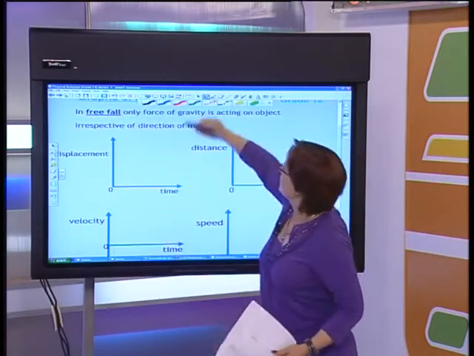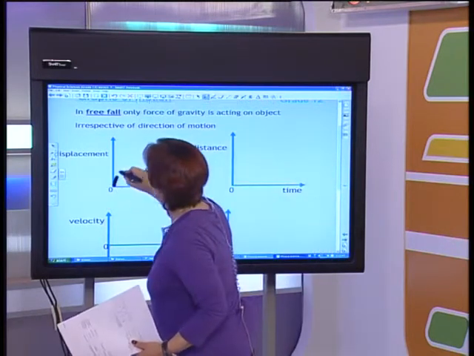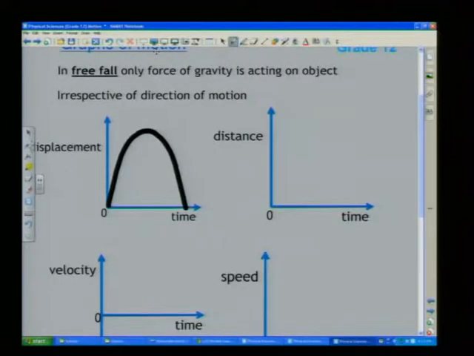So if I'm throwing an object up and down, what will happen is I get this. These are nice because it actually looks like the shape it draws. It goes up, it comes back down. Displacement is zero because it ends up in my hand again, or wherever I threw it from.